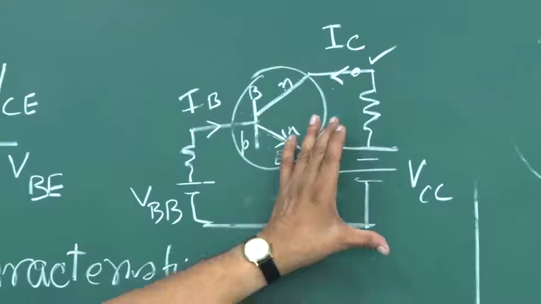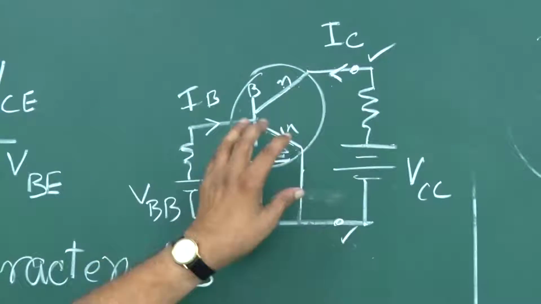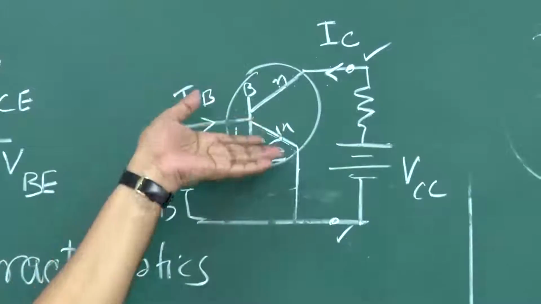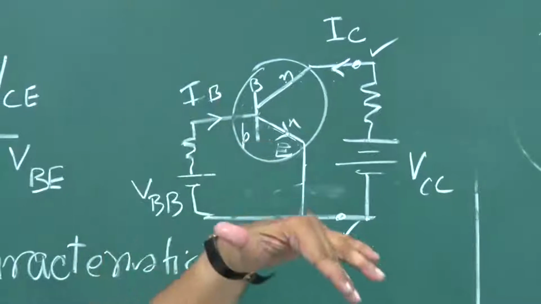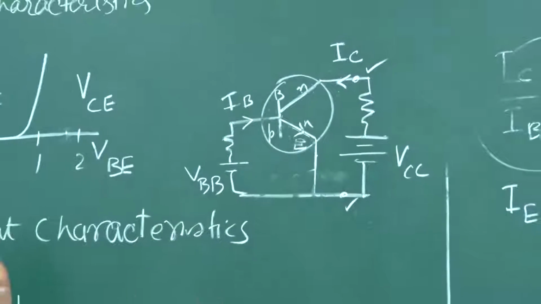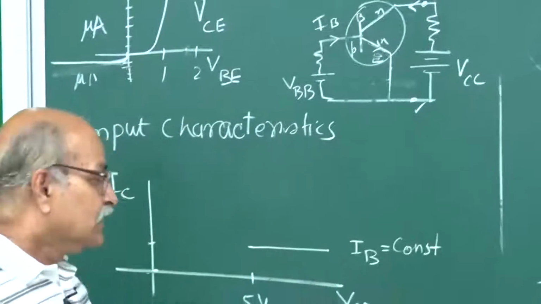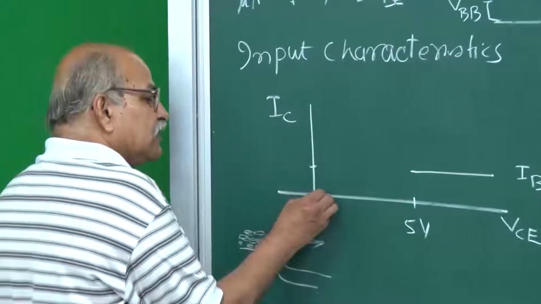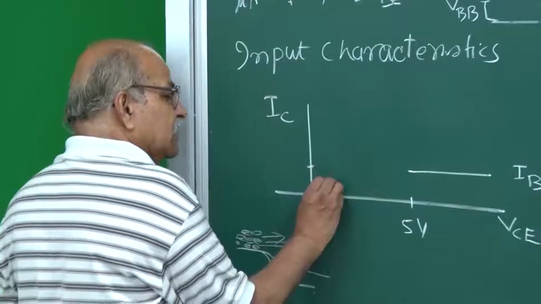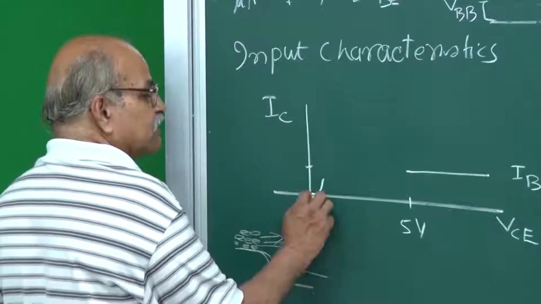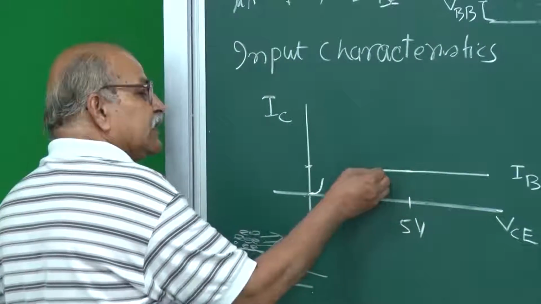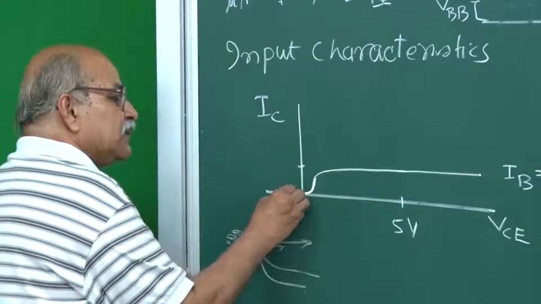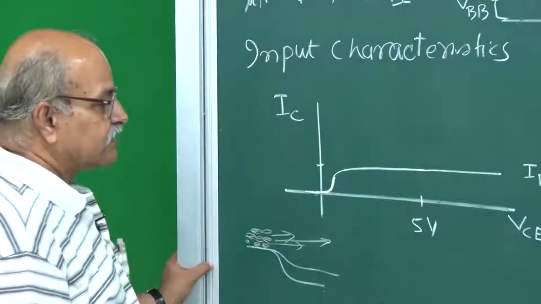If you slightly increase this VCE, then the forward biasing will be reduced, and at some point, 1 volt, 0.2 volt, this will become 0, and after that it will become slightly reverse biased, and then the reverse bias will increase. So what do you expect? The current will be 0 here, and then it will slowly increase, and then when the reverse biasing is sufficient, it will join here. So this will be the kind of characteristic.